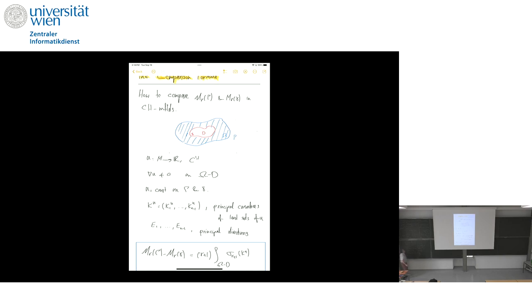I see now that my dimension is not consistent with the slides. This should be n minus 1 to be consistent with the slides. Okay, right, so this is right. So it has n minus 1 eigenvalues.